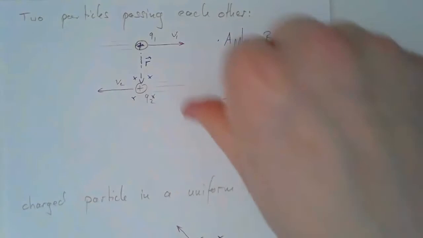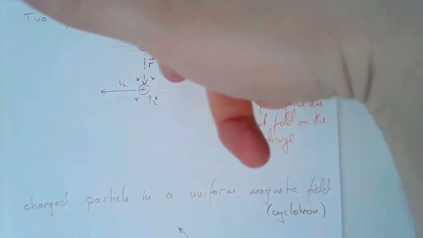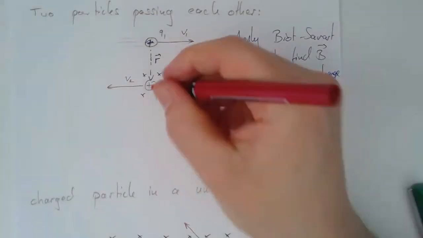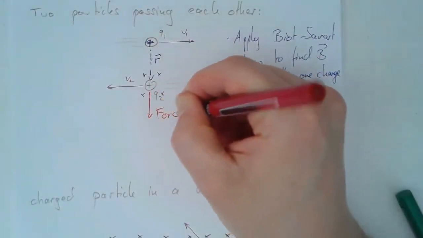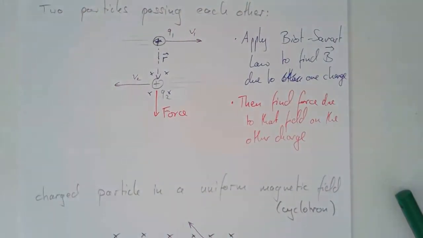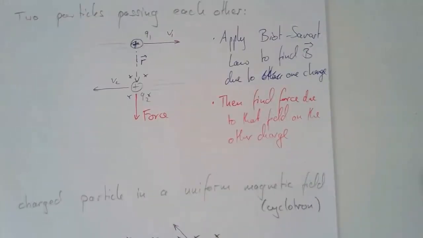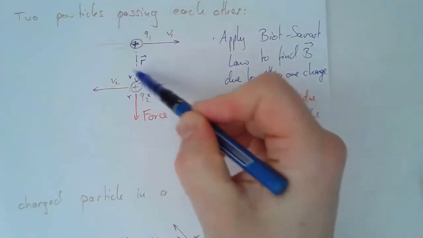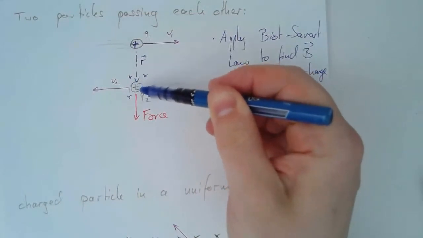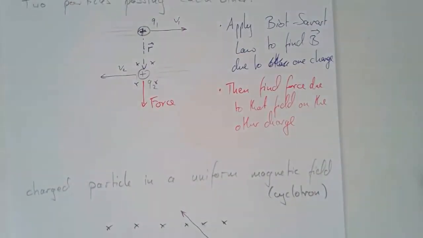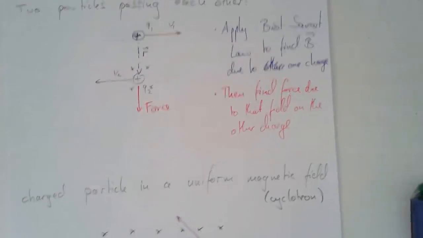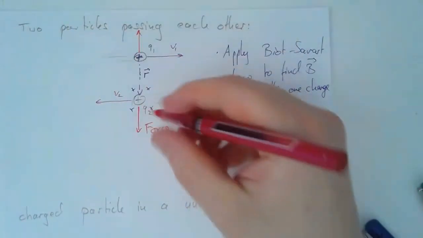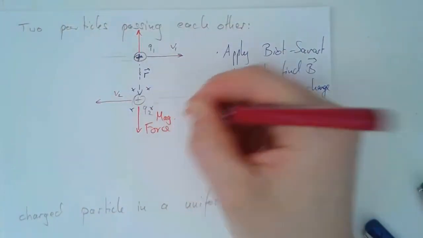And then you can check, okay, velocity this way, field points down, the force on the second charge is down here. Make sure you can do that yourself. Make sure you can apply the right hand rule twice, once to find the magnetic field due to this one at this point, and then find the force on this one due to that magnetic field. Always this two-step process. Of course, you can double check that there's going to be a corresponding force this way. And I should write this is the magnetic force.